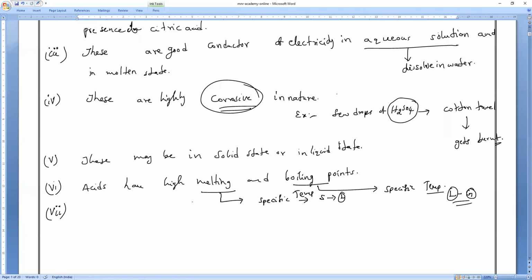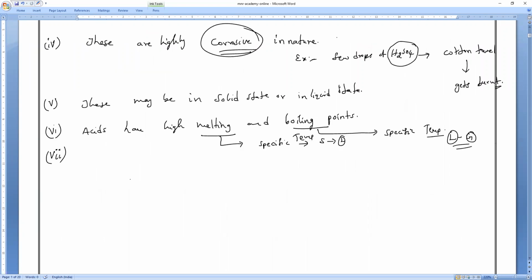If you want to convert the solid acid into liquid acid or liquid acid into gaseous acid, a very high temperature is needed because they have high melting points and boiling points. That is what you have to remember.